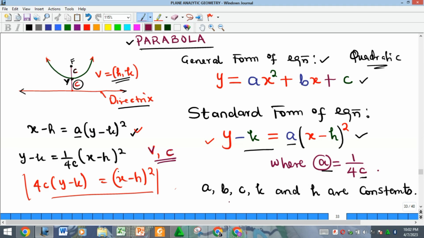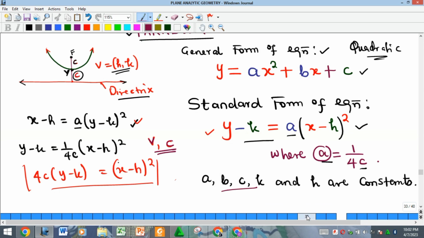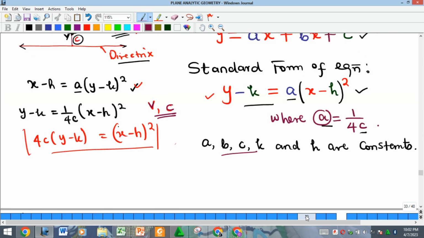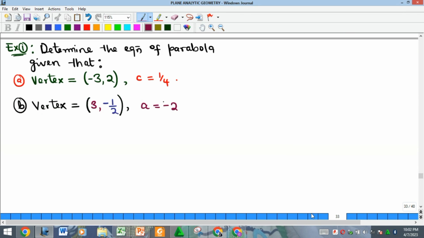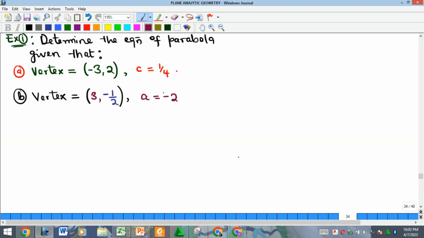All right, so I noted here that all these a, b, c, k, and h are actually constants. Okay, so let's see some examples. Now look at this. It says determine the equation of the parabola given that the vertex is (-3, 2), and then the c is given as 1/4.